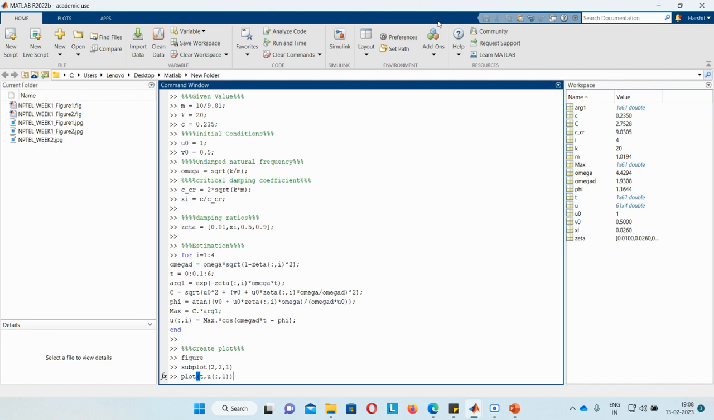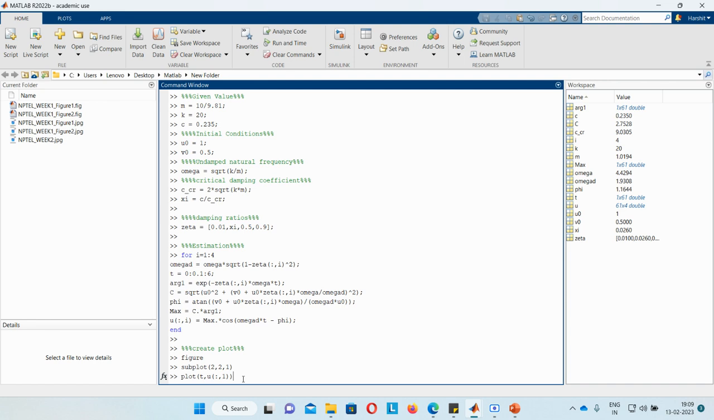Okay, so this will define my first displacement that is associated with this value. So plot x comma y. So x is my fixed and y will be varying. Right now I took u of 1. Next time I will take u of 2, then u of 3, then u of 4. So 1, 2, 3, and 4. In this way we'll plot all the four displacement time curves.